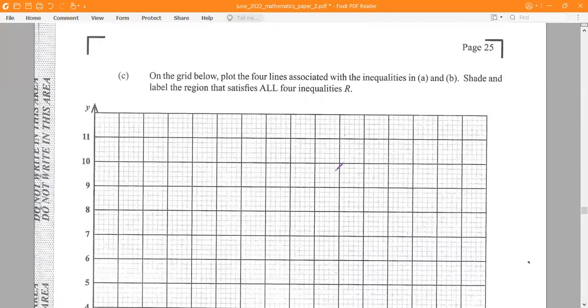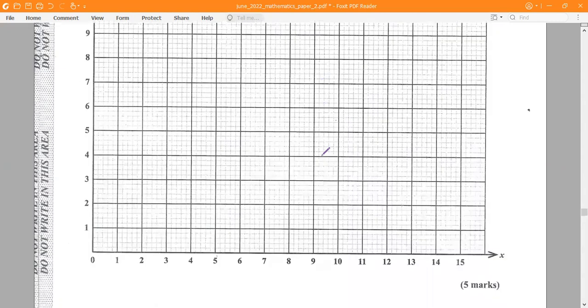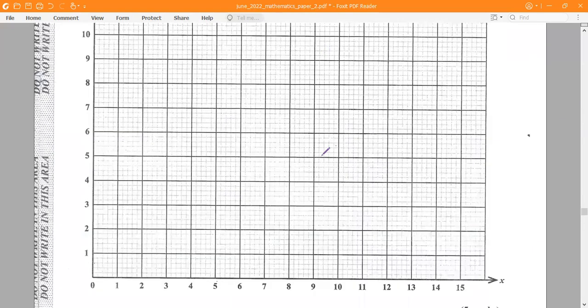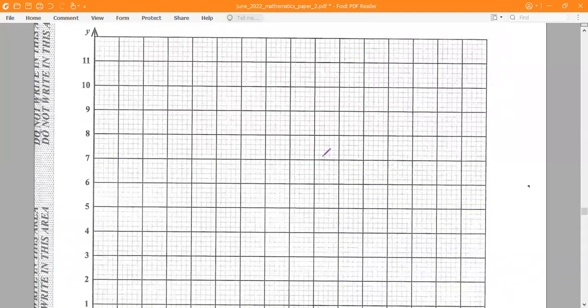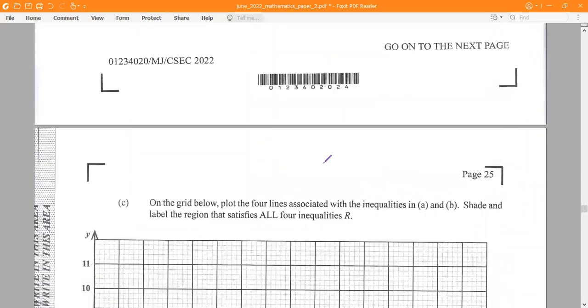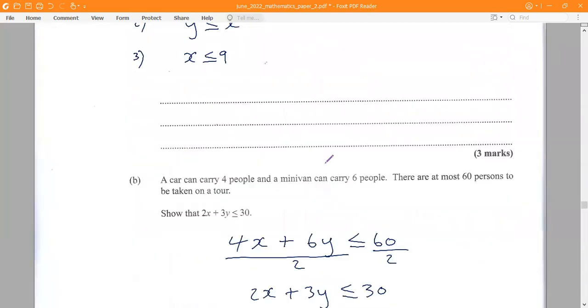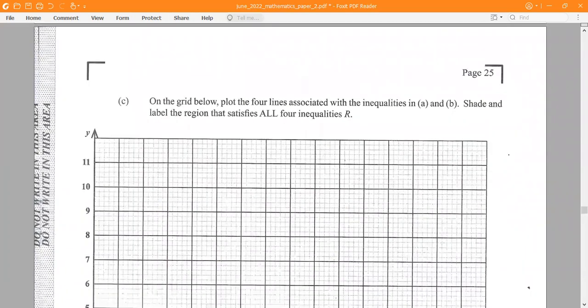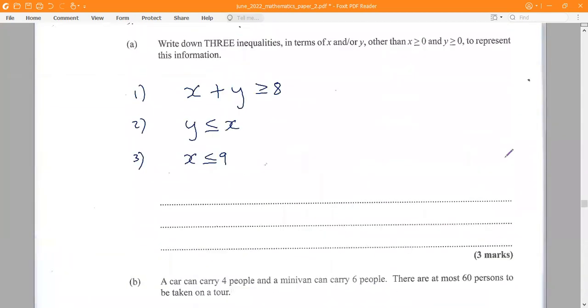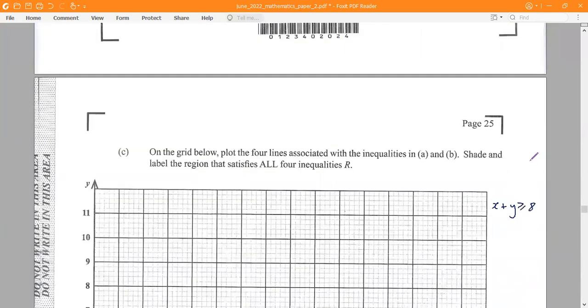Moving along. On the grid below, plot the 4 lines associated with the inequalities in A and B. All right, so shade and label the region that satisfies all 4 inequalities, capital R. All right, so we are looking for a region. So let's get those 4 inequalities and write them down. I will write down x plus y more than or equal to 8. The other one is y is less than or equal to x.